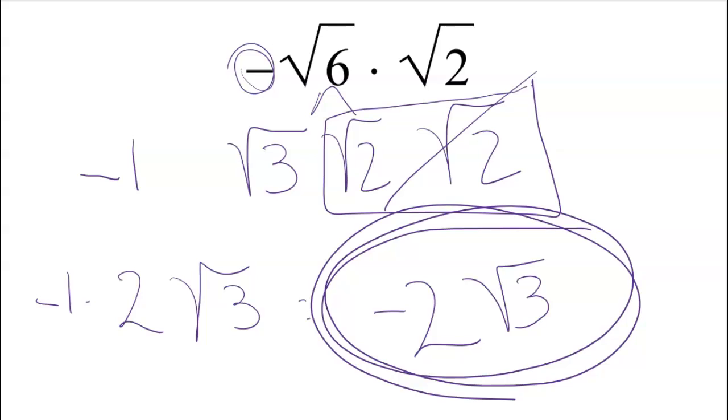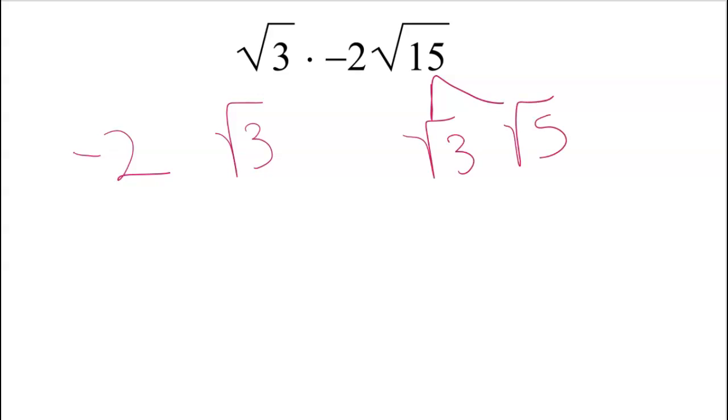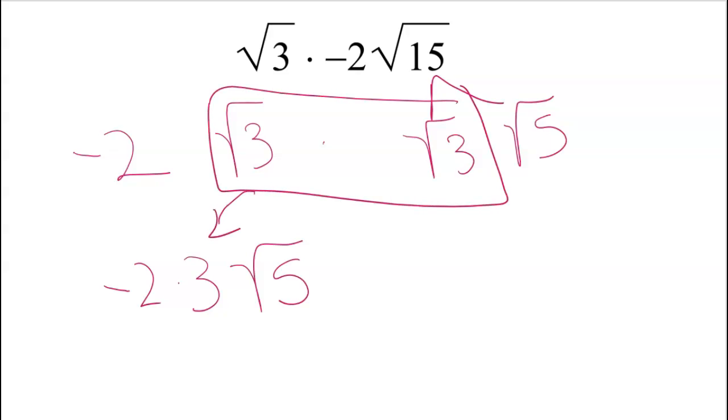Make sense? These are not that difficult. They're kind of fun. Let's try this one. We have the square root of 3. I'm going to put this negative 2 in front of everything, okay? Because it doesn't really matter. Multiplication is commutative. I can move it. And then there's 15. That's the square root of 3, square root of 5. These two square roots are the same. So the square root of 3 times the square root of 3 equals 3. Negative 2 times 3. And then the square root of 5 is left over, right? These two square roots of 3 became 3. Negative 2 times 3 is negative 6 square root of 5.